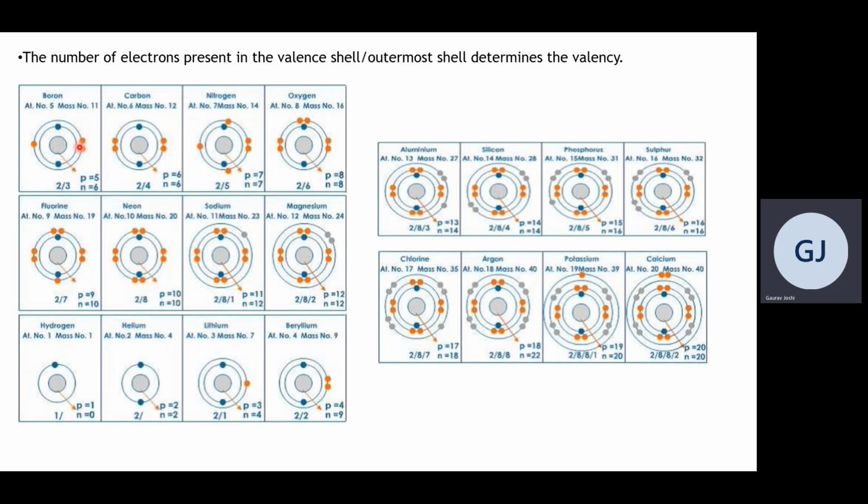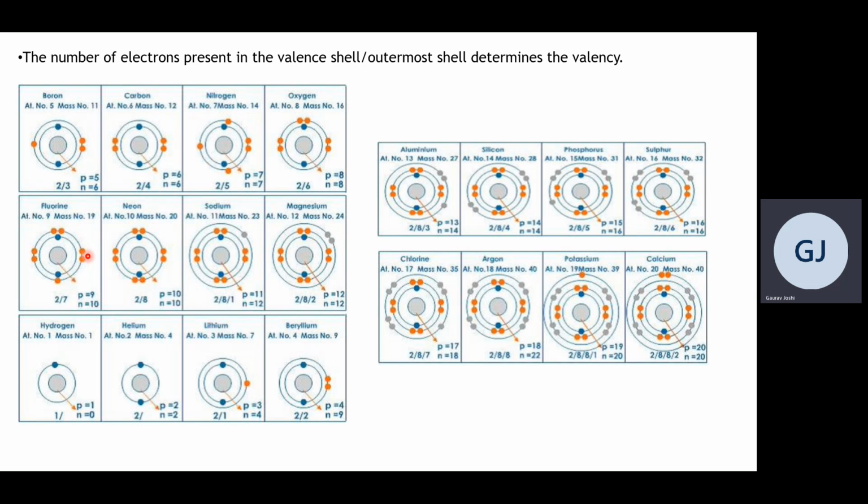These 3 electrons are called the valence electrons. This means a boron atom can share or take these electrons. So these 3 remaining electrons are called the valence electrons.